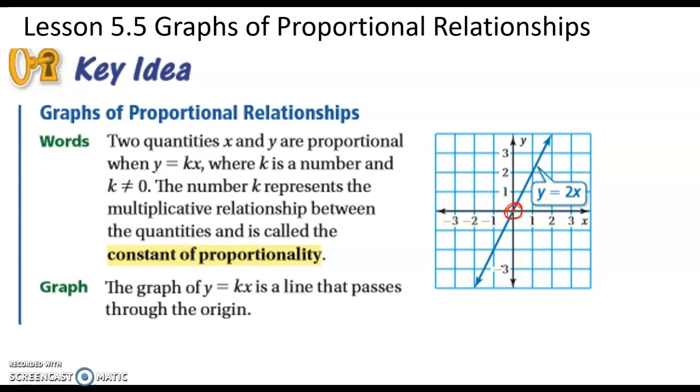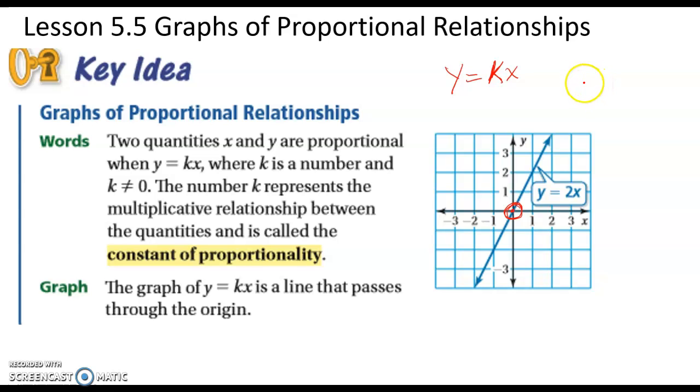So you have to basically have an equation that you can write as y equals kx, where k is the multiplicative relationship between the quantities, or constant of proportionality. In 8th grade, we'll call that the slope. But for 7th grade, we use k, and in 8th grade, it'll change.